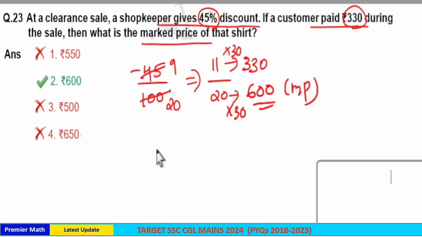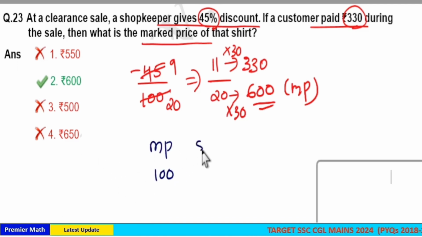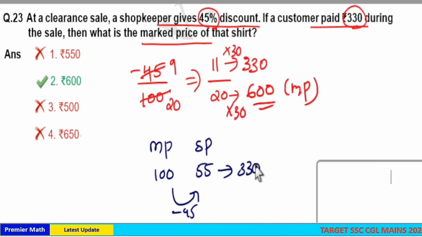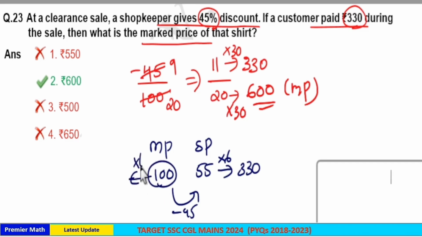Or you can consider the marked price as 100, then selling price, with 45% discount, means when you give 45% out of this 100, the remaining 55 is the selling price. But 55 is given as 330 rupees in the question. 55 into 6 is 330, which means 100 into 6 is 600. So in this way, you can also find the answer.